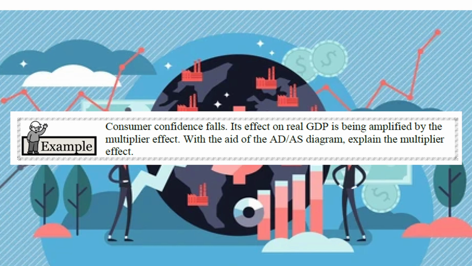When consumer confidence falls, its effect on real GDP is amplified by the multiplier effect. Now we are going to explain the multiplier effect in reverse. Bring out a paper and draw the thing.